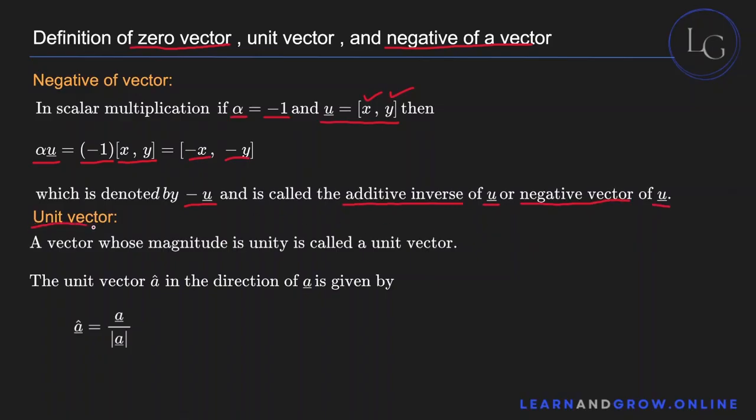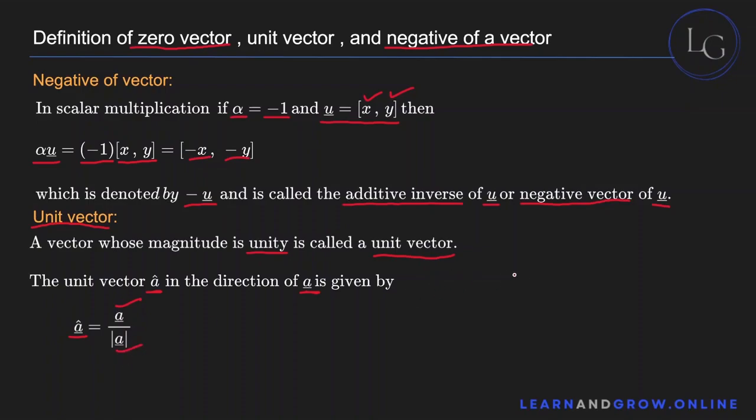Now, what is a unit vector? A vector whose magnitude is unity is called a unit vector. Simple, really. So let's say you have a vector A. Its unit vector will be denoted by A with a hat on the top. You'll call this A hat, really. So the unit vector in the direction of A is given by this: the unit vector of A is equal to the vector A divided by its magnitude.